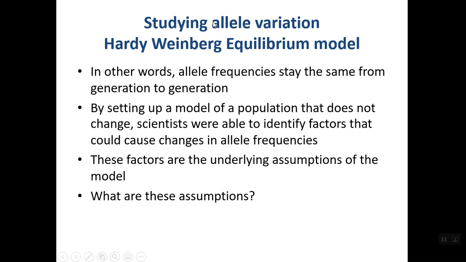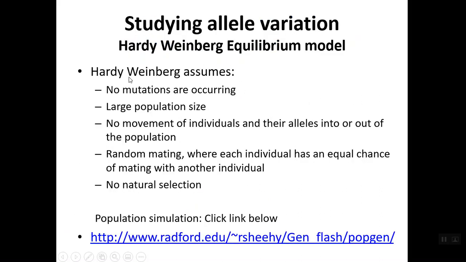So, first of all, what does the equilibrium state conceptually? The equilibrium model states that allele frequencies stay the same, or don't change, from generation to generation over time if some conditions are met. Conditions or assumptions, we can call them. What are these assumptions? No mutations are occurring in the population. Large population size. This is a very, very important point.